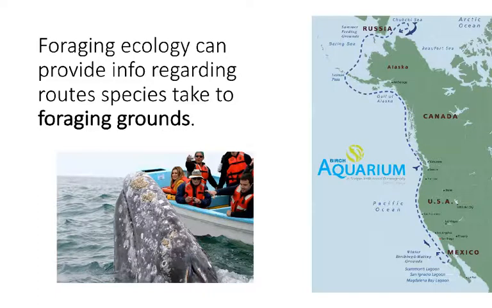Lastly, foraging ecology can also give us information about the different routes that species take to their foraging grounds. So the images I'm showing here are an example based on gray whales, which are another species we can see here off the coast of California during their migrations. So they move these enormous distances across the coast of North America. So up here in the north, in Russia, is where they feed in the summer. So those are their foraging grounds.